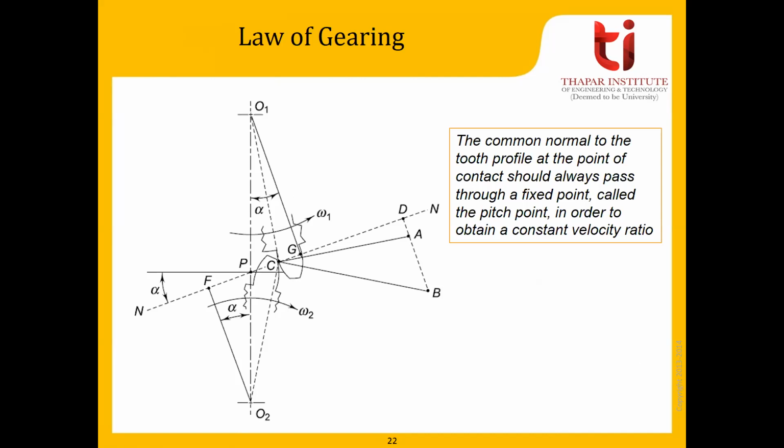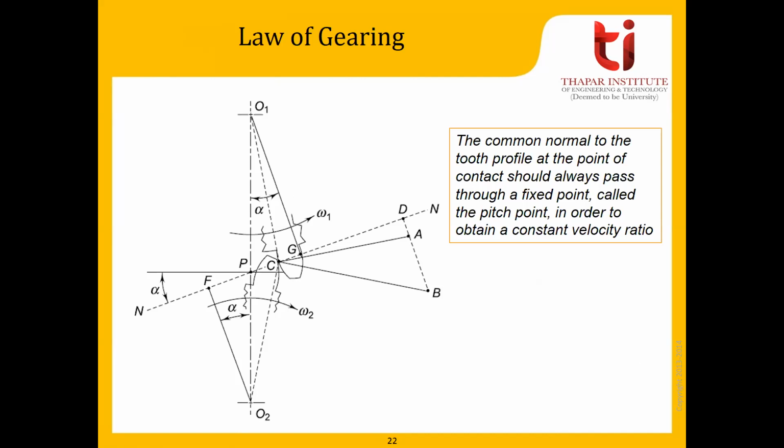So if D1 and D2 are the pitch circle diameters of wheel 1 and wheel 2, and T1 and T2 are the number of teeth on respective gears, then omega 1 over omega 2 is the pitch circle diameter of 2 over the pitch circle diameter of 1, or you can say inversely proportional to the diameters of the gears. Similarly, in the form of teeth you can write T2 over T1.